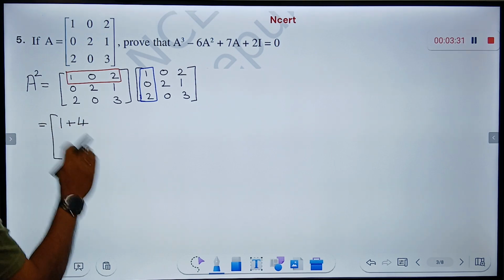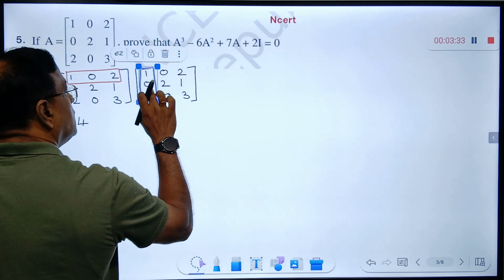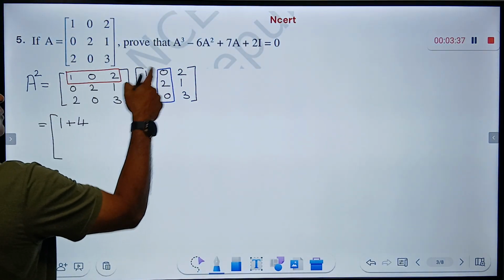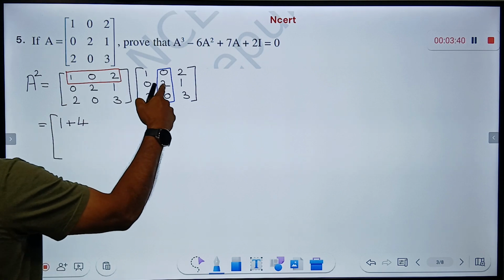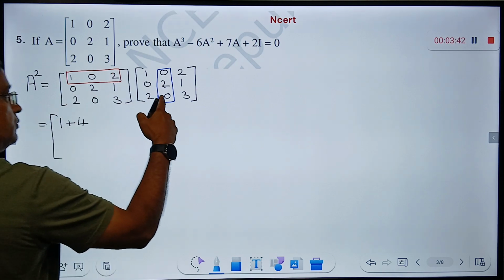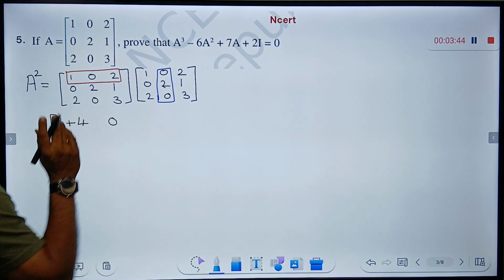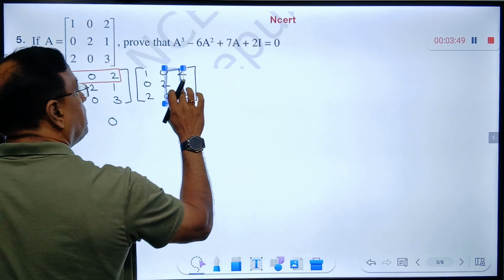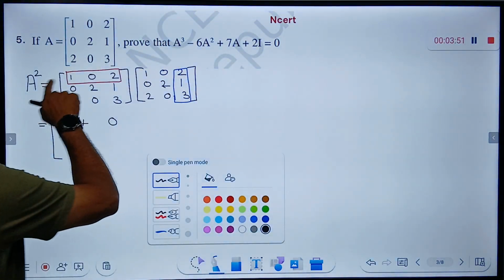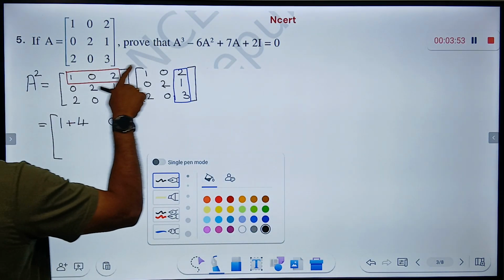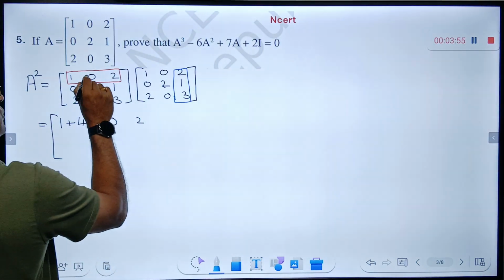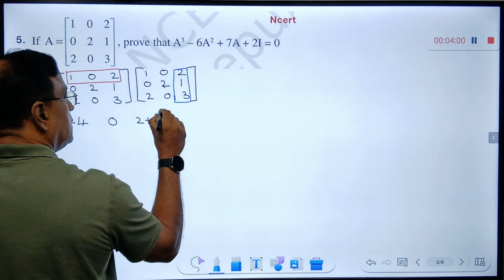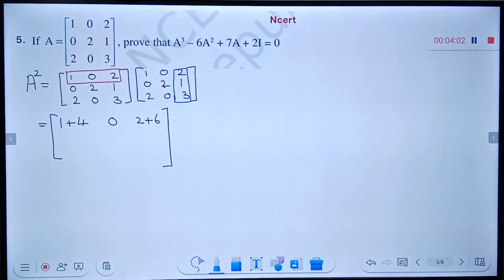Okay. Now just go to the next element. What should I do here? 1 into 0 is 0. 0 into 2 is 0. 2 into 0 is 0. So the final output is 0. Good. Now go to the next one. Next column. First row, third column. 1 into 2 is 2. 0 into 1 is 0. 2 into 3 is 6. With that, I finish this.